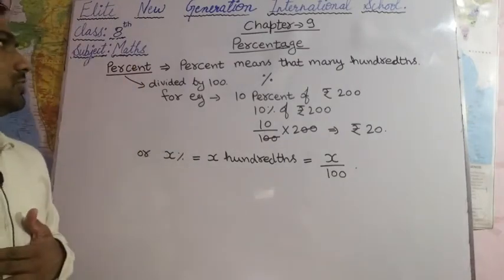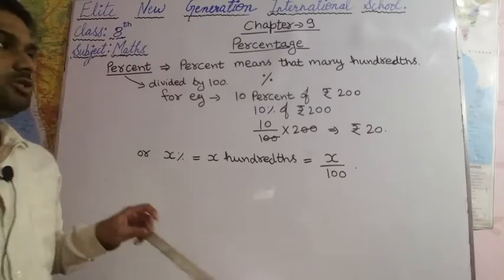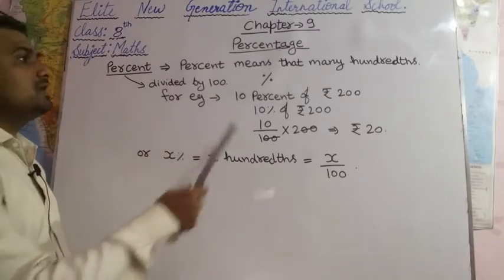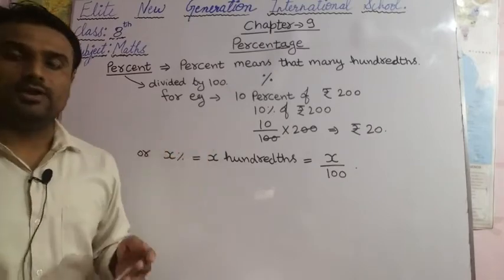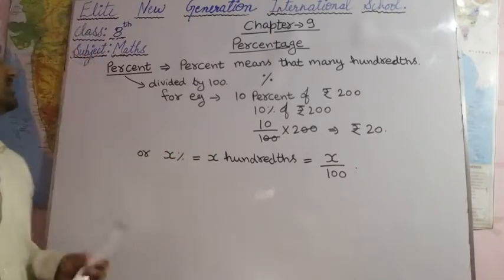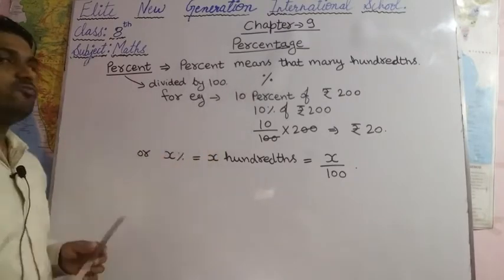Today we are going to start a new chapter, chapter number 9, percentage. So basically, what is percent? Here percent means that many hundreds, that is, when we divide any number by 100, we are finding its percentage. So percent means divided by 100. This is the sign of percentage.